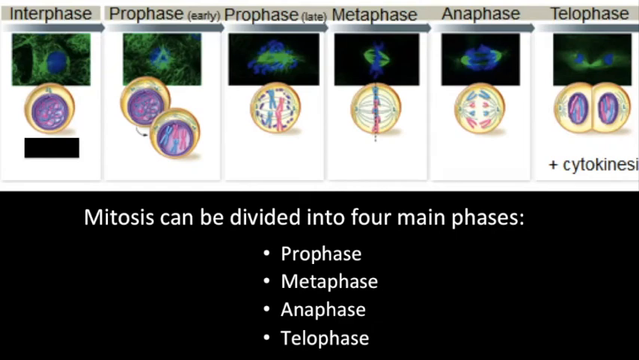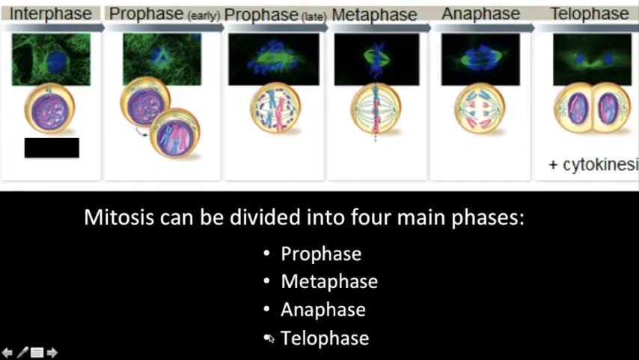Let's break mitosis down into four main phases. As I mentioned, interphase, which happens before, and cytokinesis, which happens after, are not technically part of mitosis, but they are part of cell division. For that middle part, the phases of mitosis are prophase, metaphase, anaphase, and telophase.